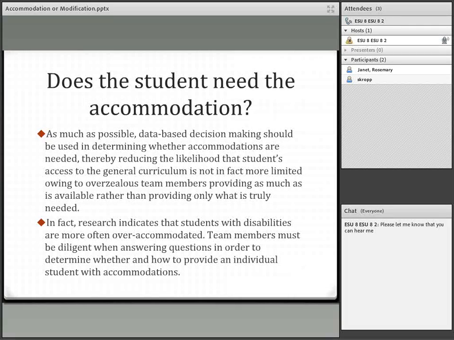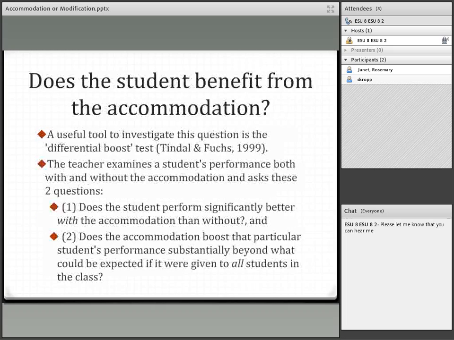If it's an individual education plan or any type of plan, we really want to think about and be diligent about answering questions about whether or not the student really needs the accommodations that are being proposed. So this, does the student benefit from the accommodation, is a question that all teams should really be asking. And a useful tool to help us kind of decide that is called the differential boost test.